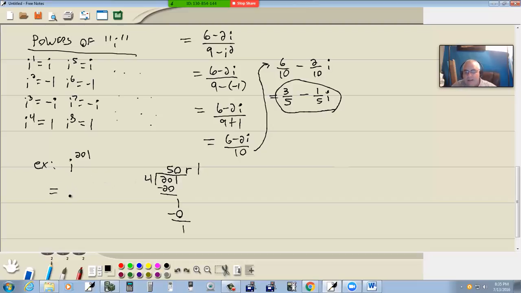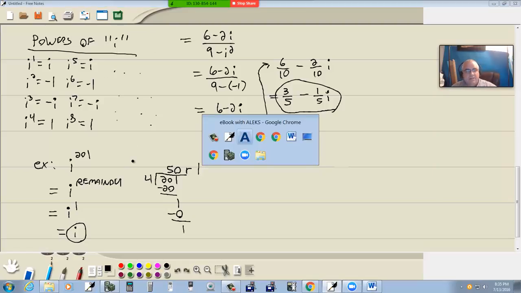Now, you can rewrite this as i to the remainder when you divide by 4. Which means our remainder was 1, so I rewrite this as i to the first, and i to the first is simply i. And that would be our answer. And that was complex numbers.